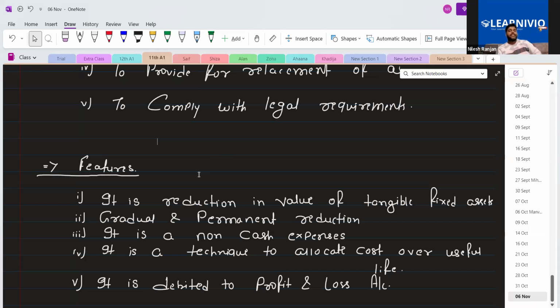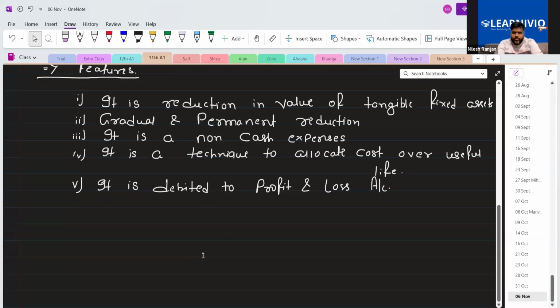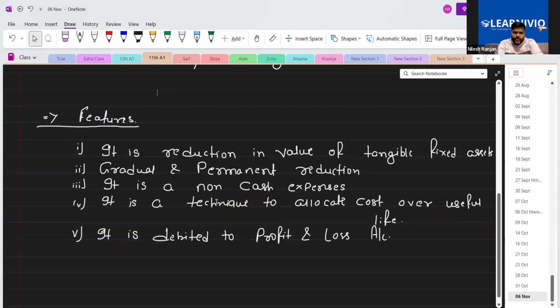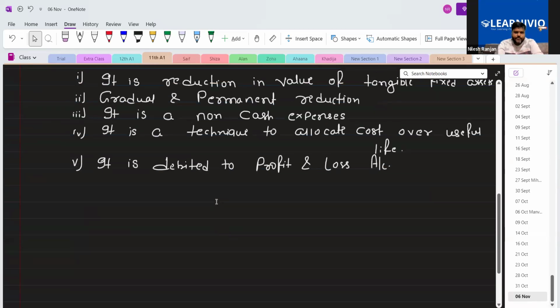The fifth one is that it is debited to the profit and loss account. When we prepare the profit and loss account, you have seen that we write depreciation on the debit side of the profit and loss account. Tell me if you have any doubt here.